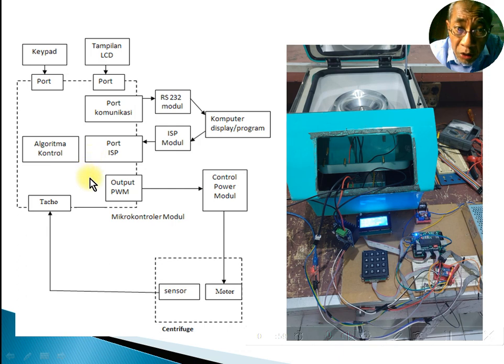Then the output from the microcontroller goes to the power module to control motor speed. This is the PWM output from the microcontroller. Then the centrifuge unit is divided into two units: the motor and the sensor unit. The sensor is a Hall sensor to detect the speed of the motor, as a tachometer.